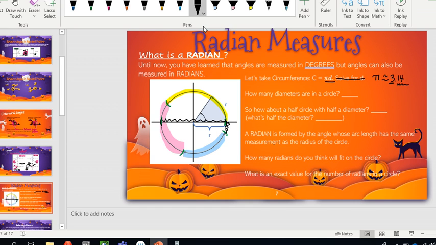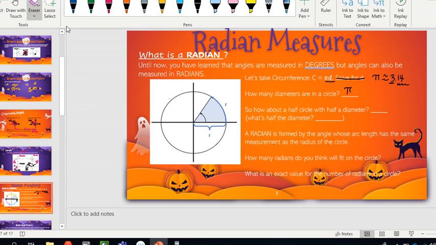Okay? Now, I'm going to get rid of this. How many diameters are in a circle? You're going, there's only one, or there's infinitely many. No, how many can go around a circle may have been a better word. Pi diameters. 3.14 of them will get around a circle, with a few more decimals, as you well know. All right, so let's clean this up a little bit. So how about half a circle with half a diameter?